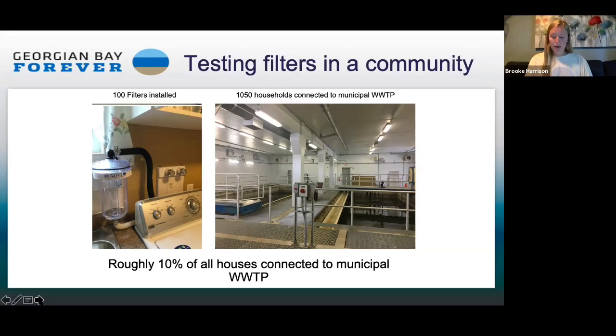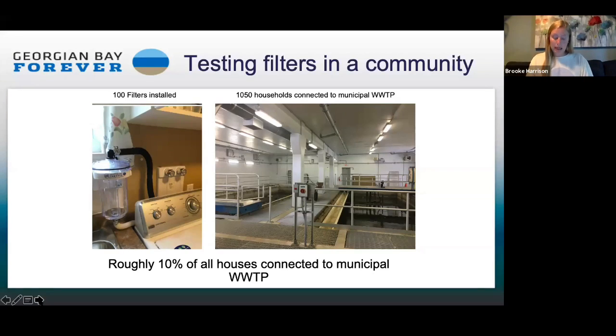The image on your right then is the Parry Sound wastewater treatment plant. If you are connected to city water, meaning that you're not on a septic, the water from your washing machine, your shower, your dishwasher, everything goes through the wastewater treatment plant. After the full treatment, it often goes back into the water. For Parry Sound, this is Georgian Bay. So this is where we're testing the microfibers as well.